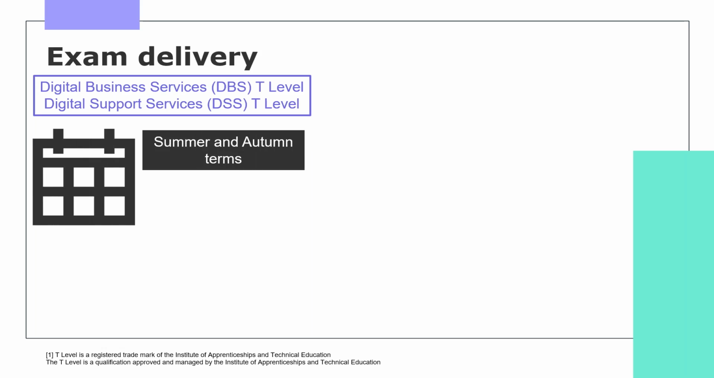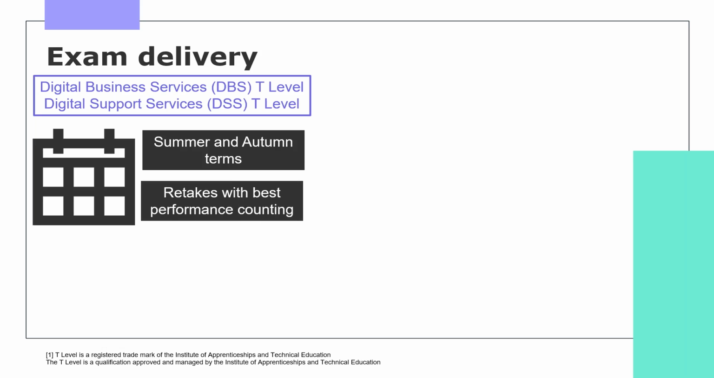These assessments will be available to sit in the summer and autumn terms on a fixed date and time, and do see our key date schedule for the latest information. Students can retake the exam papers and have up to 2 years after completing the T-Level to perform any resets, and it is their best exam performance that counts to their overall grade.